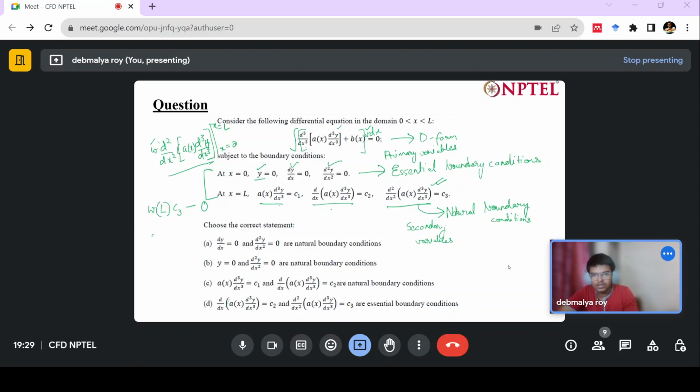So can you tell me which option is correct between these four? Someone please tell me.